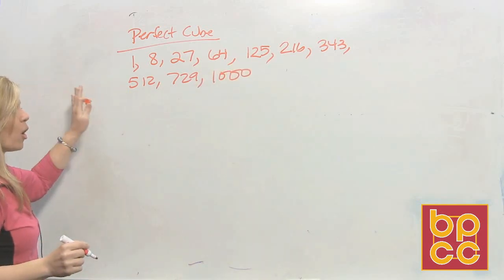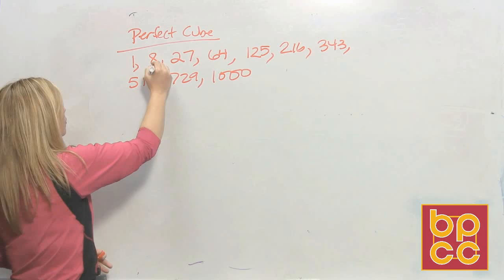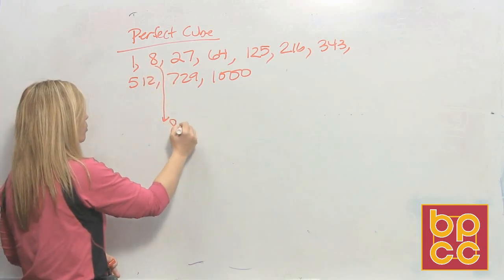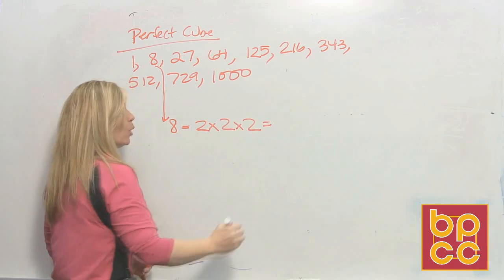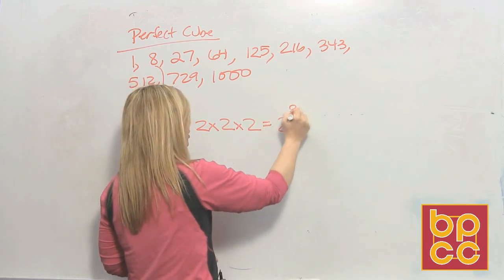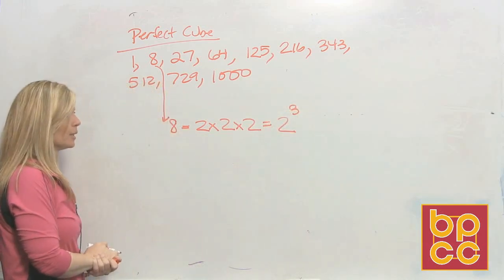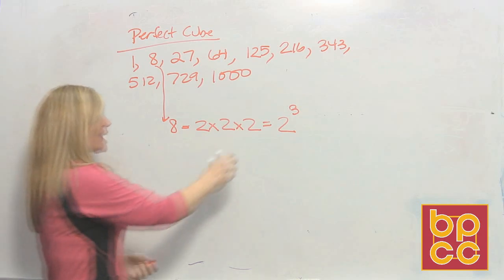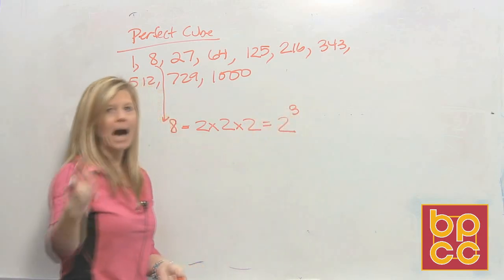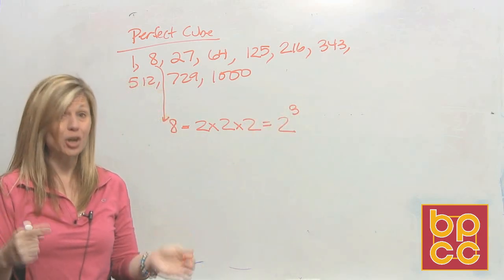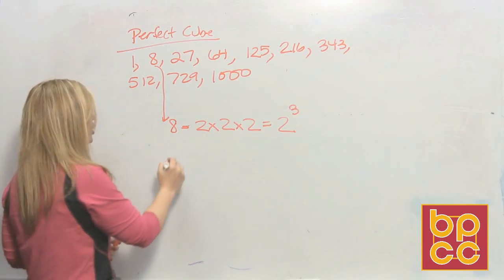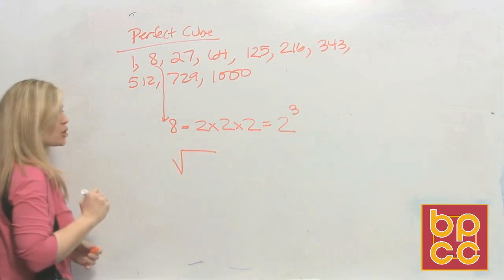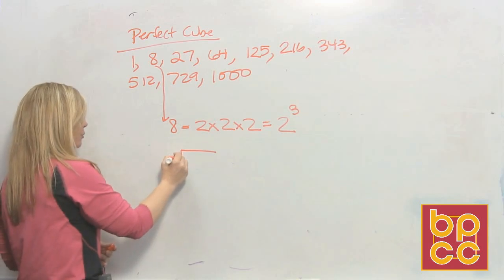These numbers could all be written with exponents of 3. For example, you all know 8 really is 2 times 2 times 2. We could write that as 2 cubed. Now, if that's an exponent of 3, it has an opposite. If I call that cubing, the opposite cannot be square root. The opposite would be a cube root. And the difference between a square root and a cube root is putting this little 3 there.